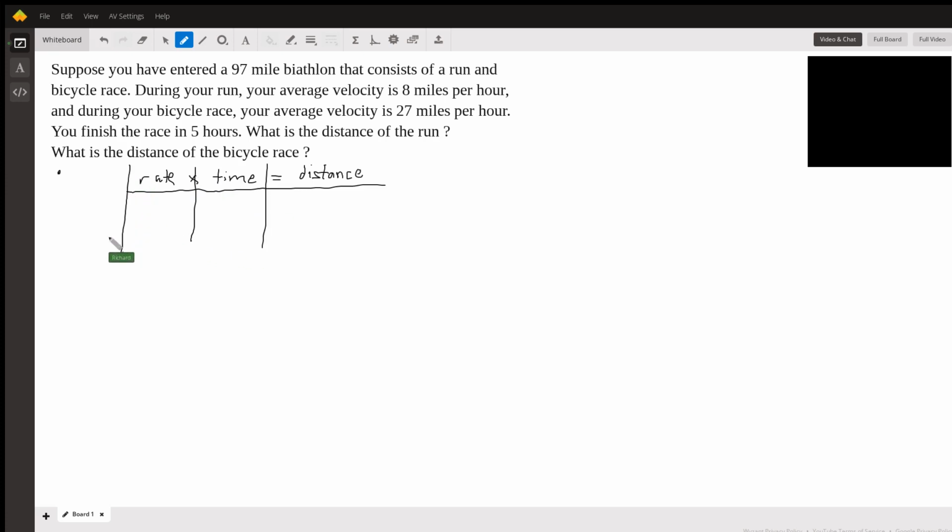And we're running a race that starts with a run. Competing in this race, you run for some period of time, and then you bicycle for some period of time, and then we'll put a total in here. Okay, so I'm just going to carry this across here like this, and then like that. So take a look at the word problem.